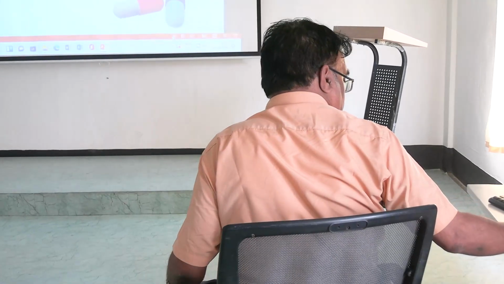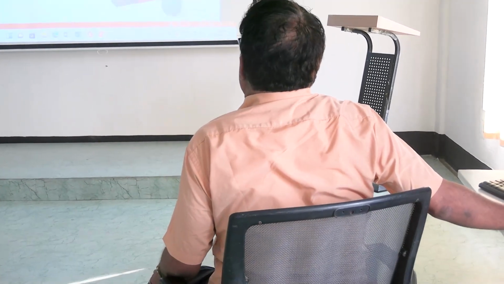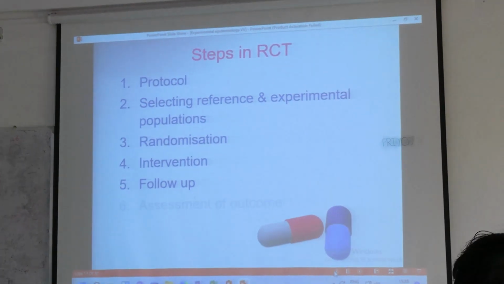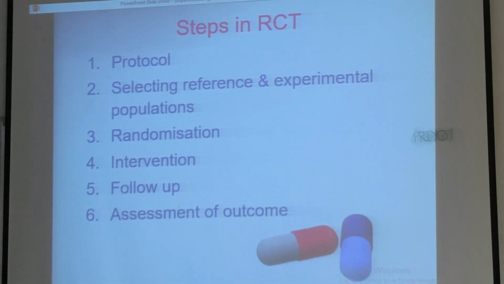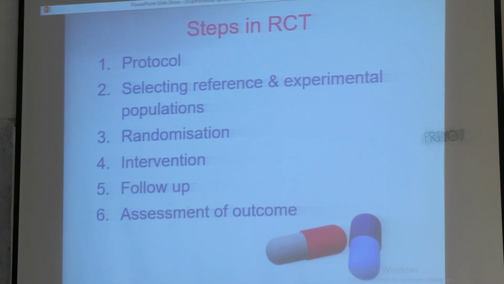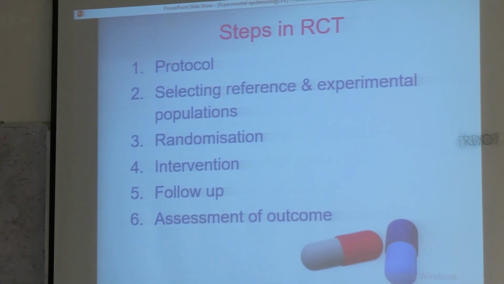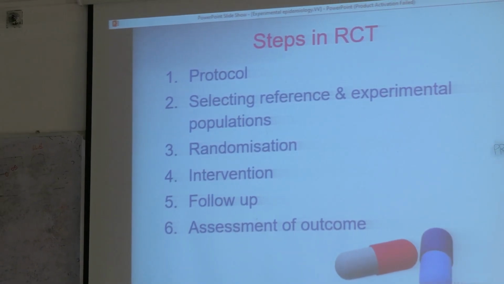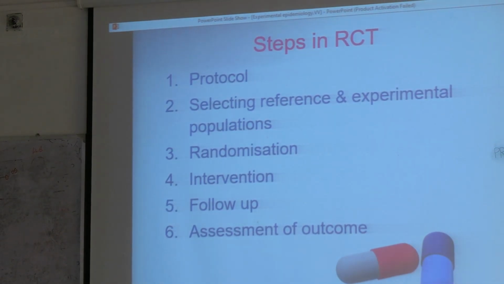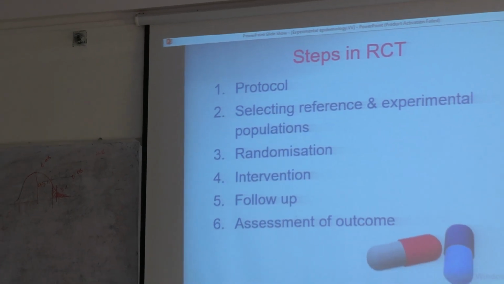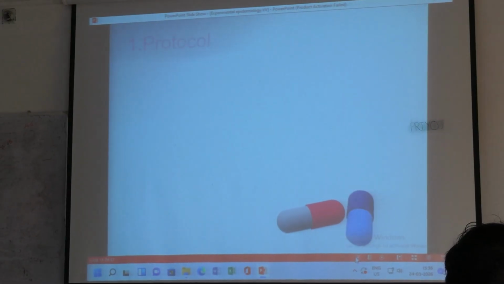So for example, in breast cancer using tamoxifen, how effective is it? Here you're taking a big thing: protocol, selecting reference and experimental populations, randomization, intervention, follow-up and assessment of outcome. So first thing is you make a protocol. What are you going to do? Then selecting reference and experimental population, then randomization, intervention, follow-up and assessment of outcome.